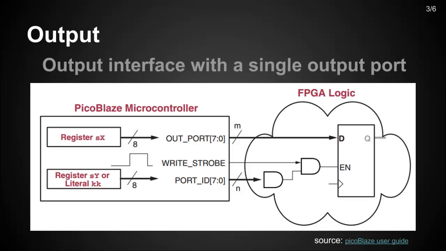The write strobe output pulse is asserted high on the second clock of the 2-clock cycle instruction, and indicates that the data on the out port is now valid and ready to be captured. So the write strobe combined with a port ID signal are used as a clock enable on the FPGA logic that captures the output data from the out port.